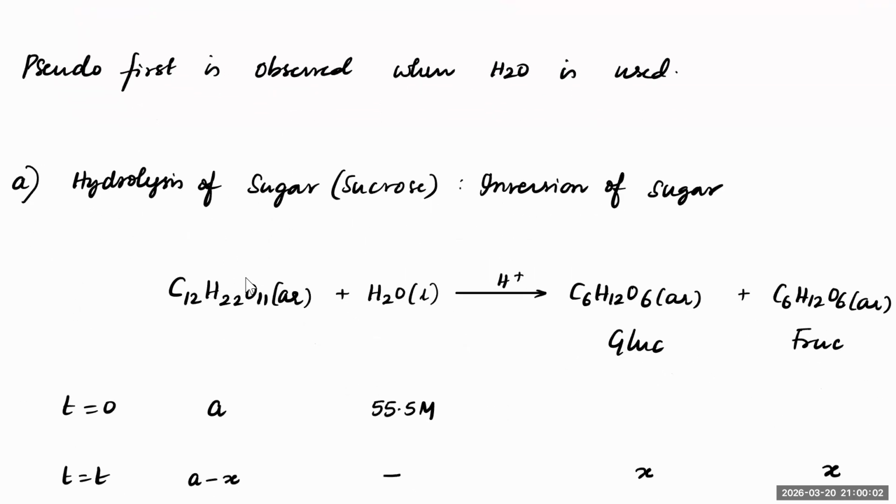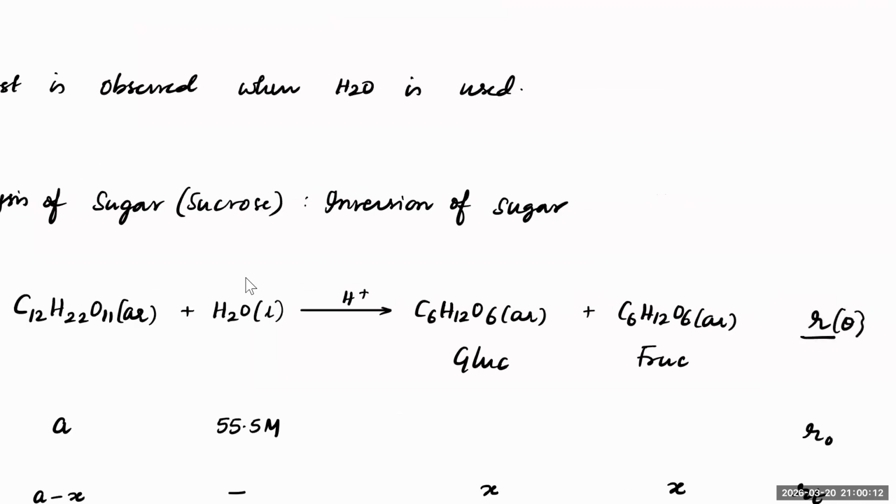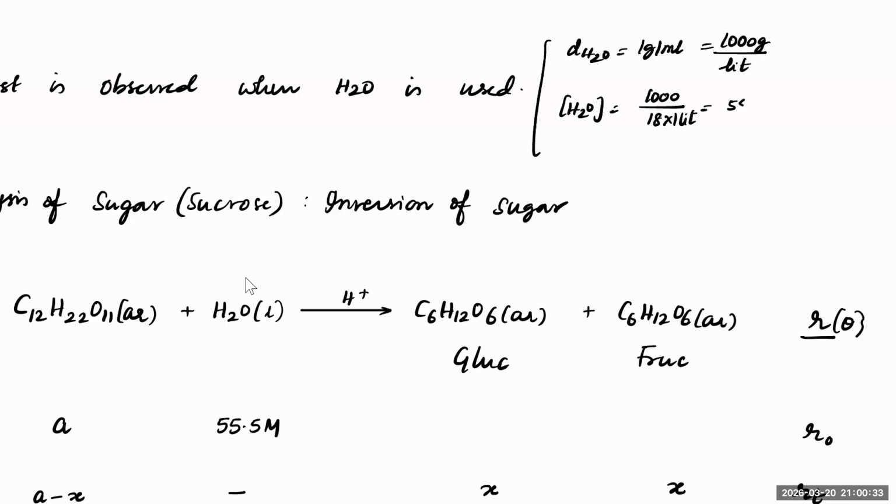Now, pseudo first order kinetics is observed whenever something like water is used. Water is naturally a highly concentrated solution. Why? The density of water is 1 gram per ml, which is 1000 gram per liter, which means the concentration of water is 1000 by 18 into 1 liter, which makes it 55.5 molar. So you can see the concentration of water naturally is very high.